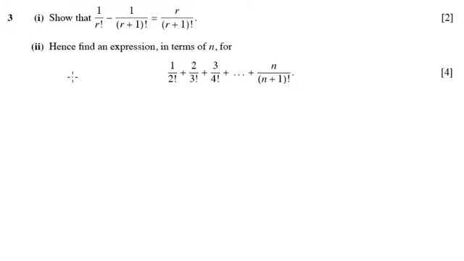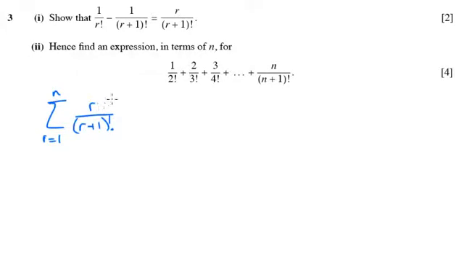Okay, part 2 then wants us to find the sum of these terms. So if you have a look at, even though they've written it as a sequence, that's going to be the sum of r over (r+1) factorial, from r equals 1, that will give us the first term, 1 over 2 factorial, to n, which will give us n over (n+1) factorial.